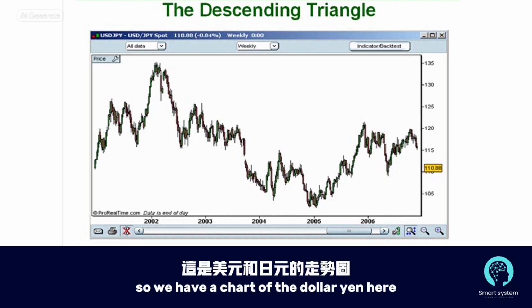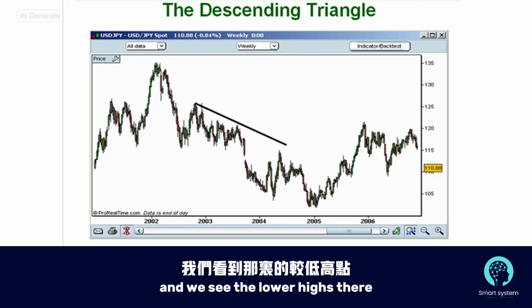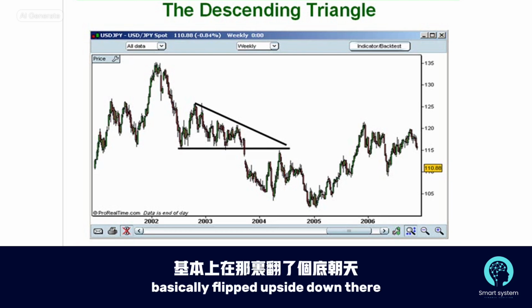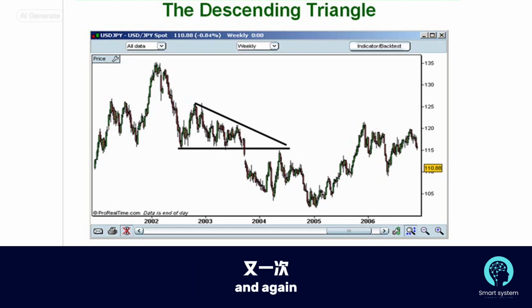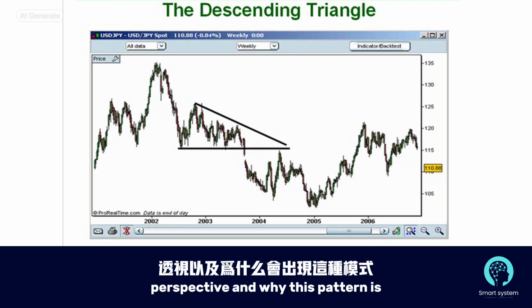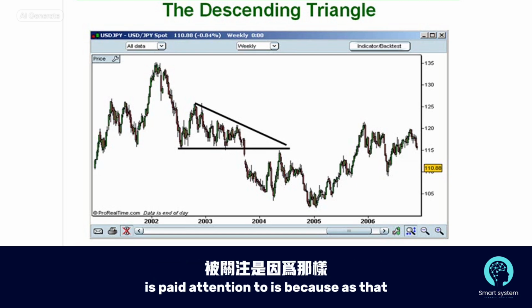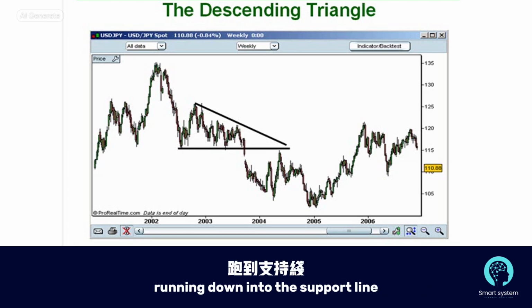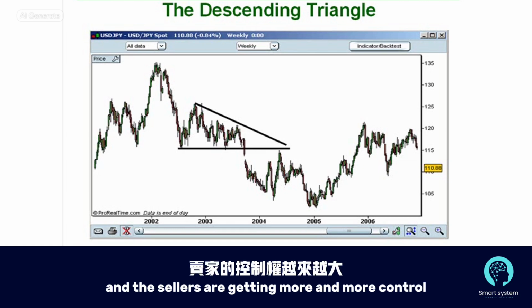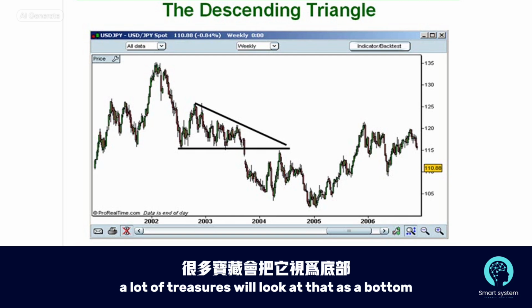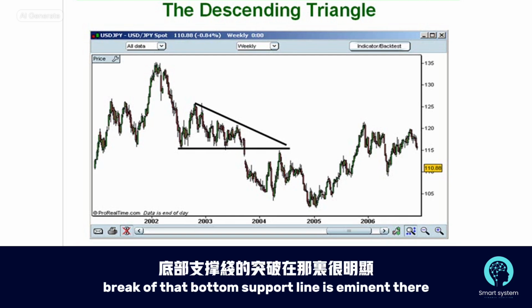So we have a chart of the dollar-yen here, and we see the lower highs there, and then the same level lows. So you can see it's basically flipped upside down. Here, what the market is showing from a supply-demand perspective, and why this pattern is paid attention to, is that as the lower highs are made, it indicates that the buyers are having less and less control, running down into the support line, and the sellers are getting more and more control. Therefore a lot of traders will look at that as a break of the bottom support line being imminent.